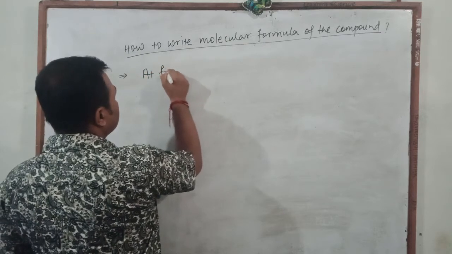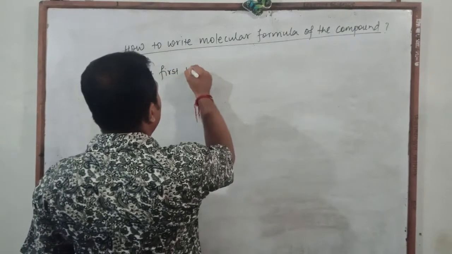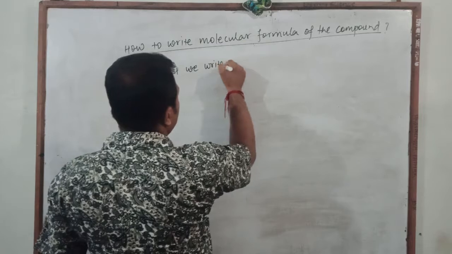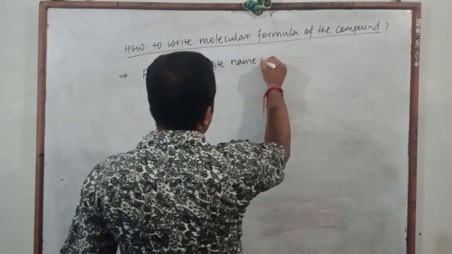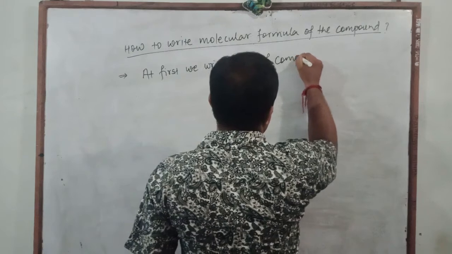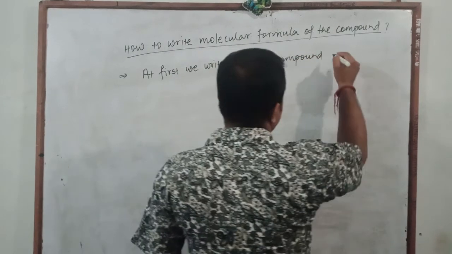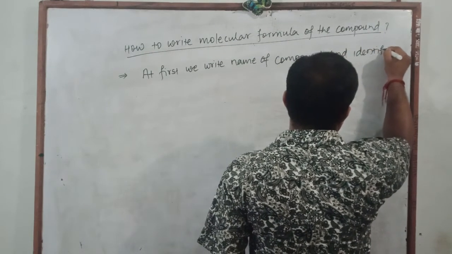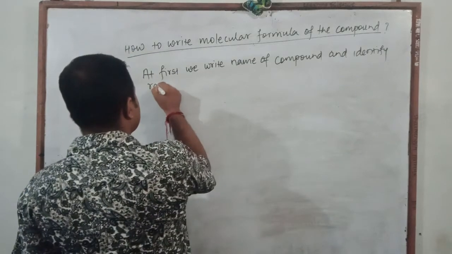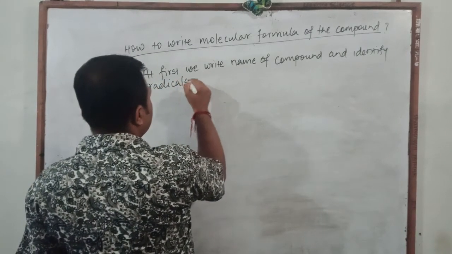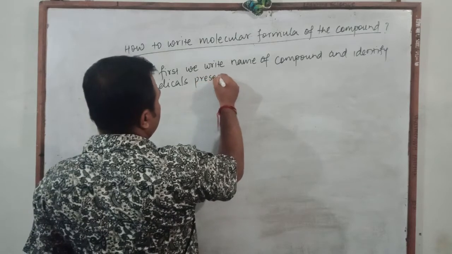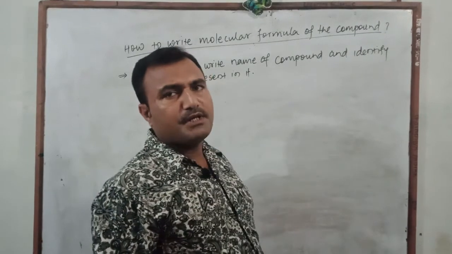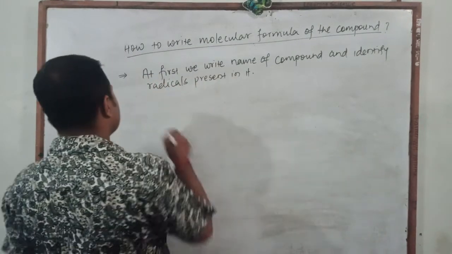At first we write the name of the compound and identify the radicals present in it, because all compounds are made up of two radicals, electropositive and electronegative.